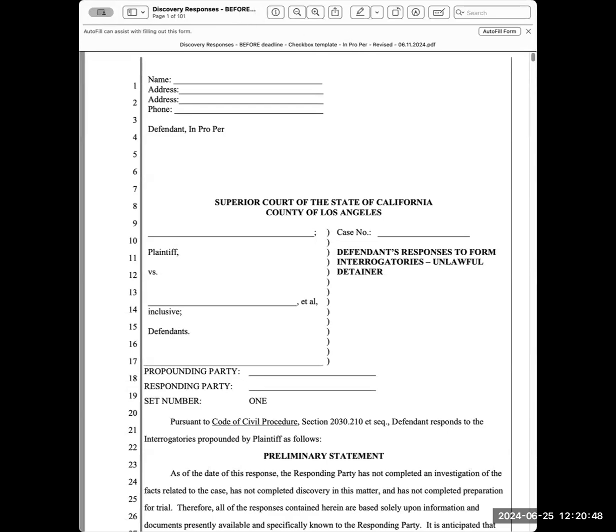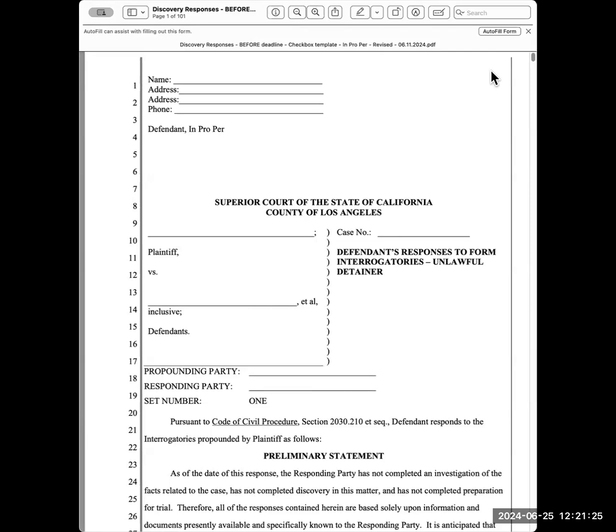Okay, now you should see on your screen the response template. And this template is for responding before the deadline. So either within the first 5 days of receiving the discovery, and when you receive the discovery, the day you receive it is day 0. And then there's 5 days to respond. If the discovery is given to you in person, that's day 0, 5 days to respond.